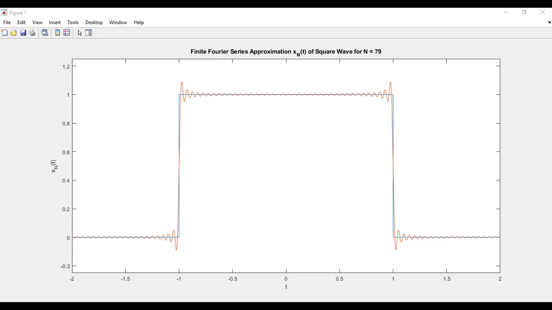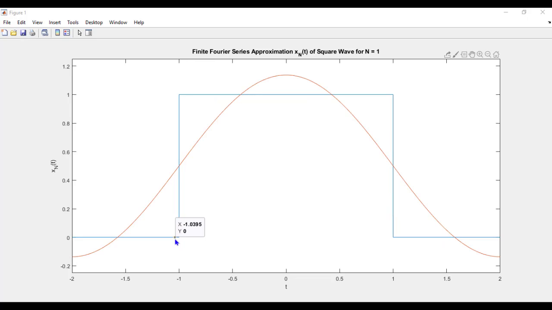Now, since the square wave satisfies the Dirichlet conditions, the limit as the number of terms N goes to infinity of x_N of t at the discontinuities should equal the average value of the discontinuity. And we see from these plots that for any N, x_N of t has exactly that value at the discontinuities. If I look at N equals 1, the finite Fourier series approximation x_N of t converges to the average value of 0 and 1, which is 1/2.